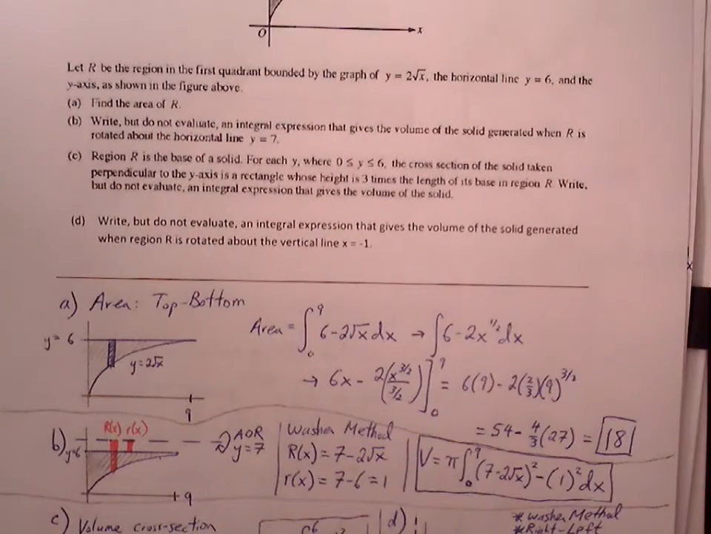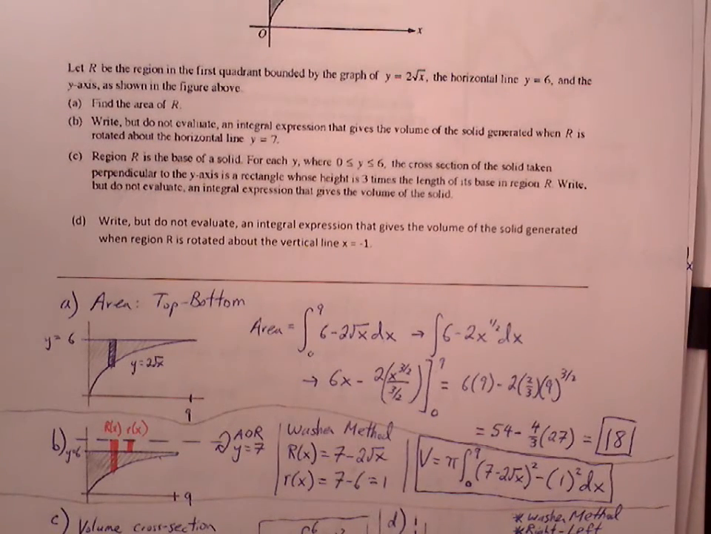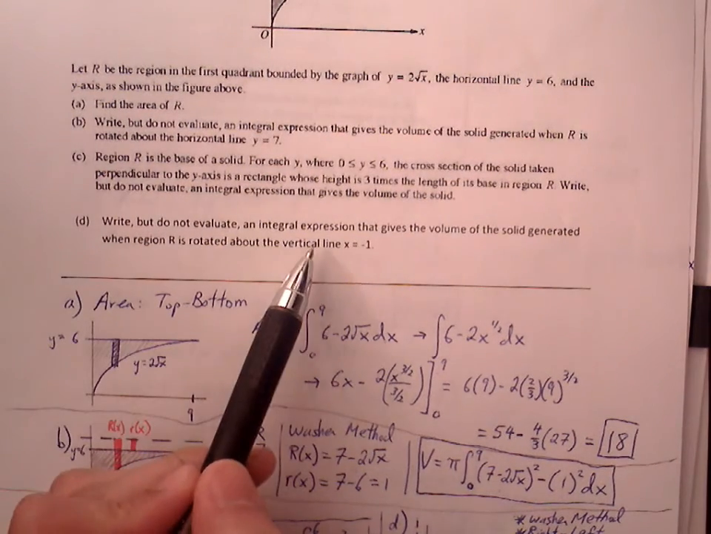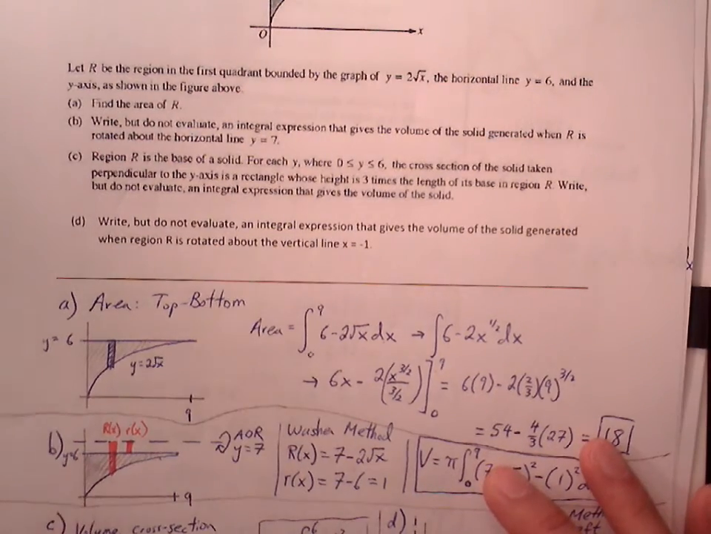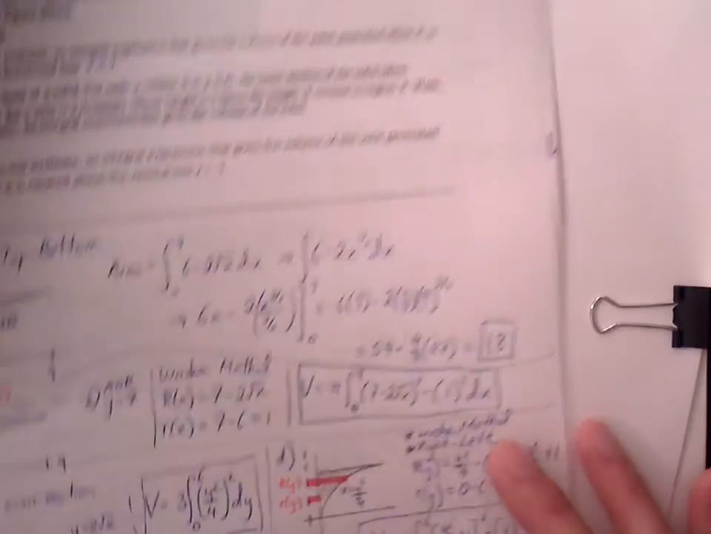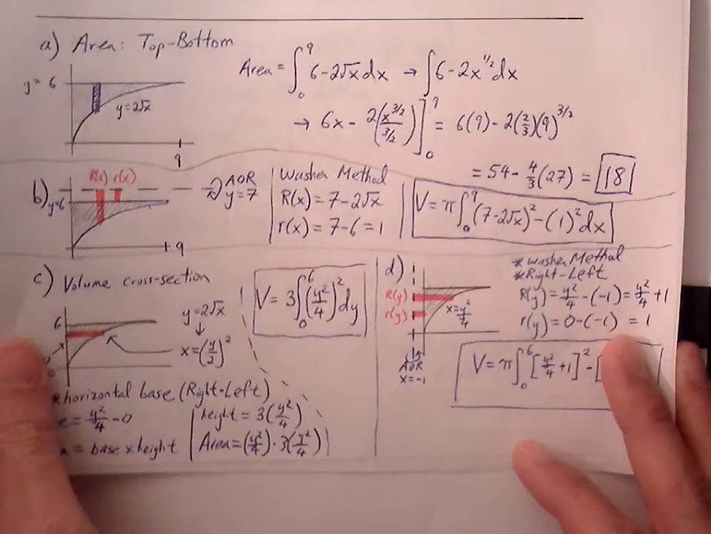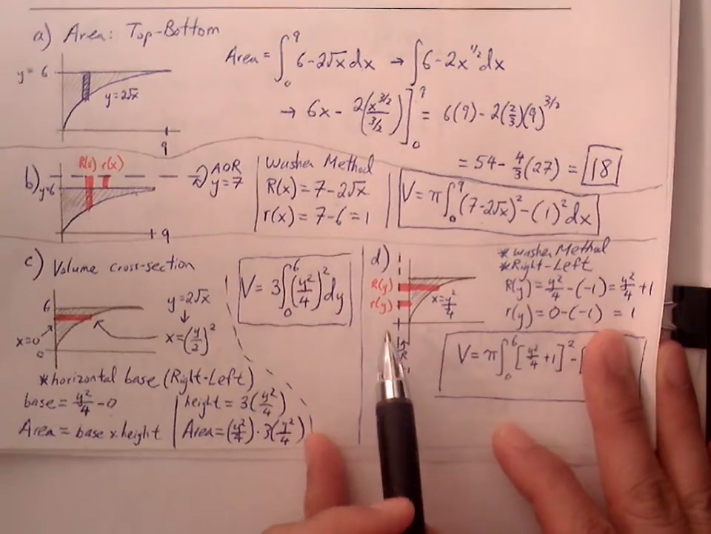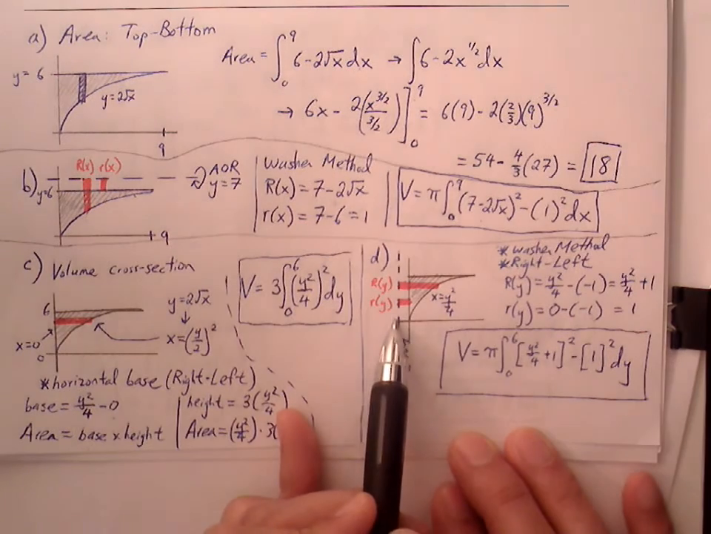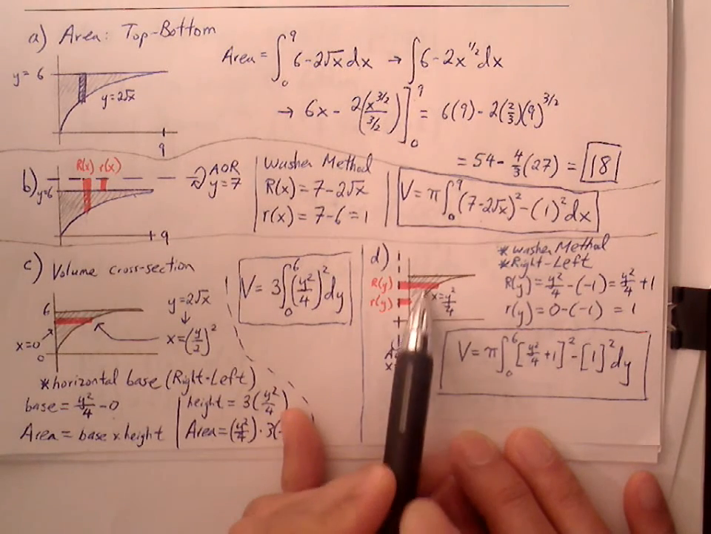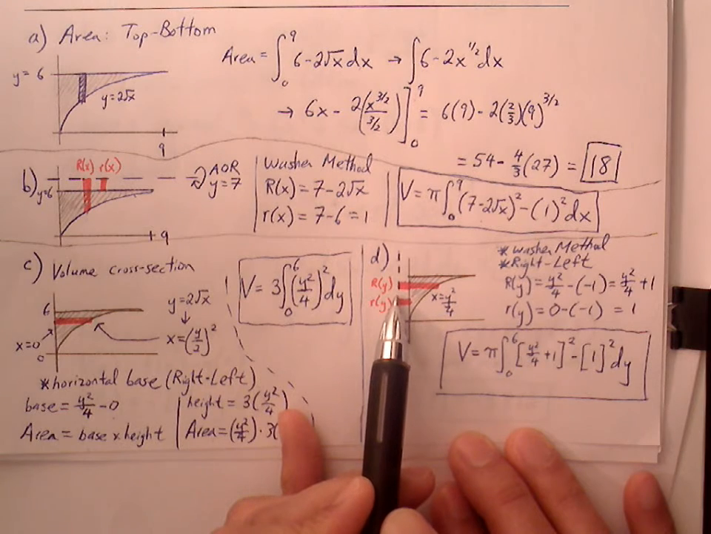For part D, write but do not evaluate an integral expression that gives the volume of the solid generated when region R is rotated about the vertical line x equals -1. So it's no longer a horizontal line that we're rotating around. That vertical line is at x equals -1. So here's my radius. There's obviously a gap between the axis of revolution and the shaded region, so we know it's going to have to be the washer method again.